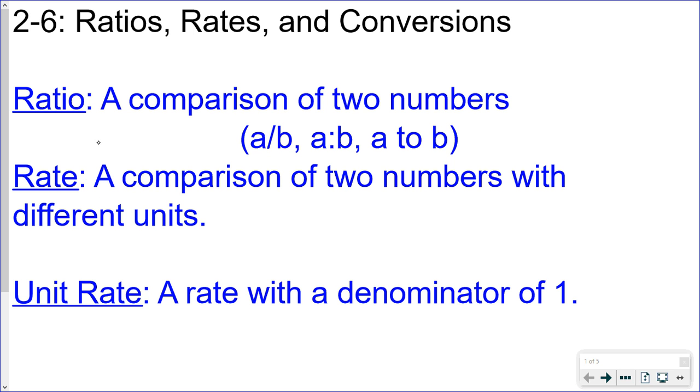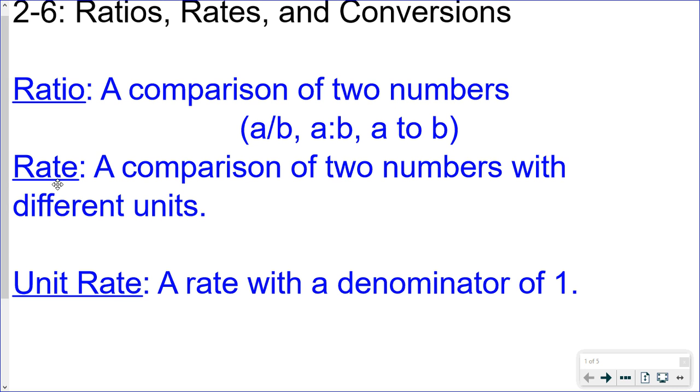A rate is a comparison of two numbers where the two numbers have different units. So a rate is a type of ratio where the two numbers have different units. And then a unit rate is a rate, so that means a comparison of two numbers with different units, but the denominator is 1.